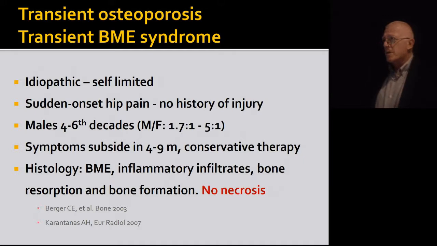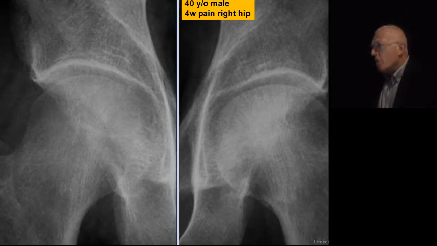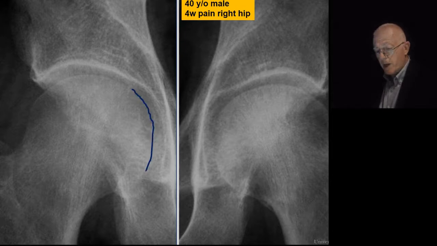Plain radiographs in the beginning, after the onset of symptoms, are usually negative. In 3 to 4 weeks, we may see osteopenia, and sometimes the findings are very subtle, so we have to be very careful. For instance, in this 40-year-old male with right hip pain, we see that we have lost this cortical outline of the femoral head. This is the earliest finding of osteopenia.